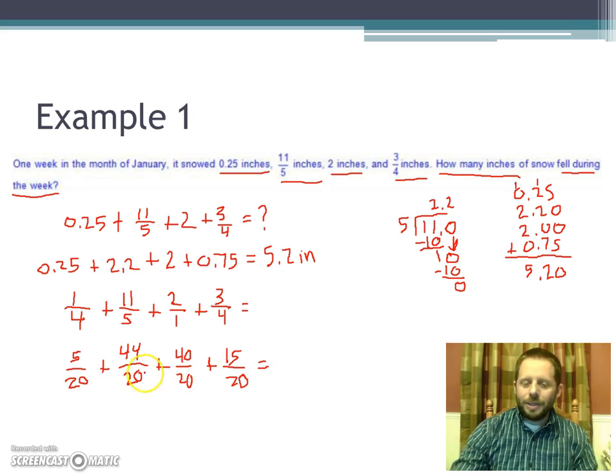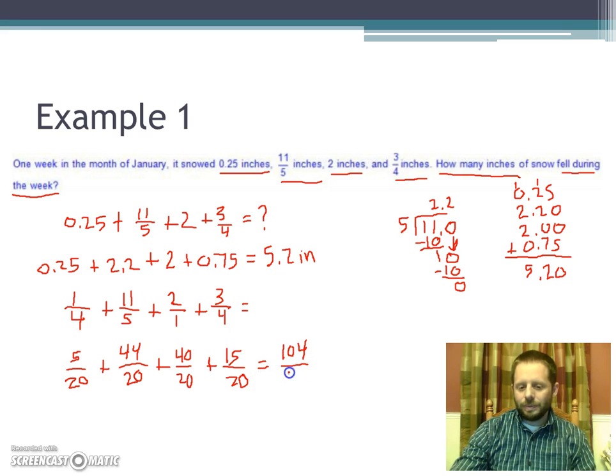Now that they all have the same denominator, now we can add the pieces together. So if we add the pieces together, we got 5 plus 44 is 49. 49 plus 40 more is 89. And then 89 plus 15 is 104. So we end up with 104 pieces of our 20th size pieces.